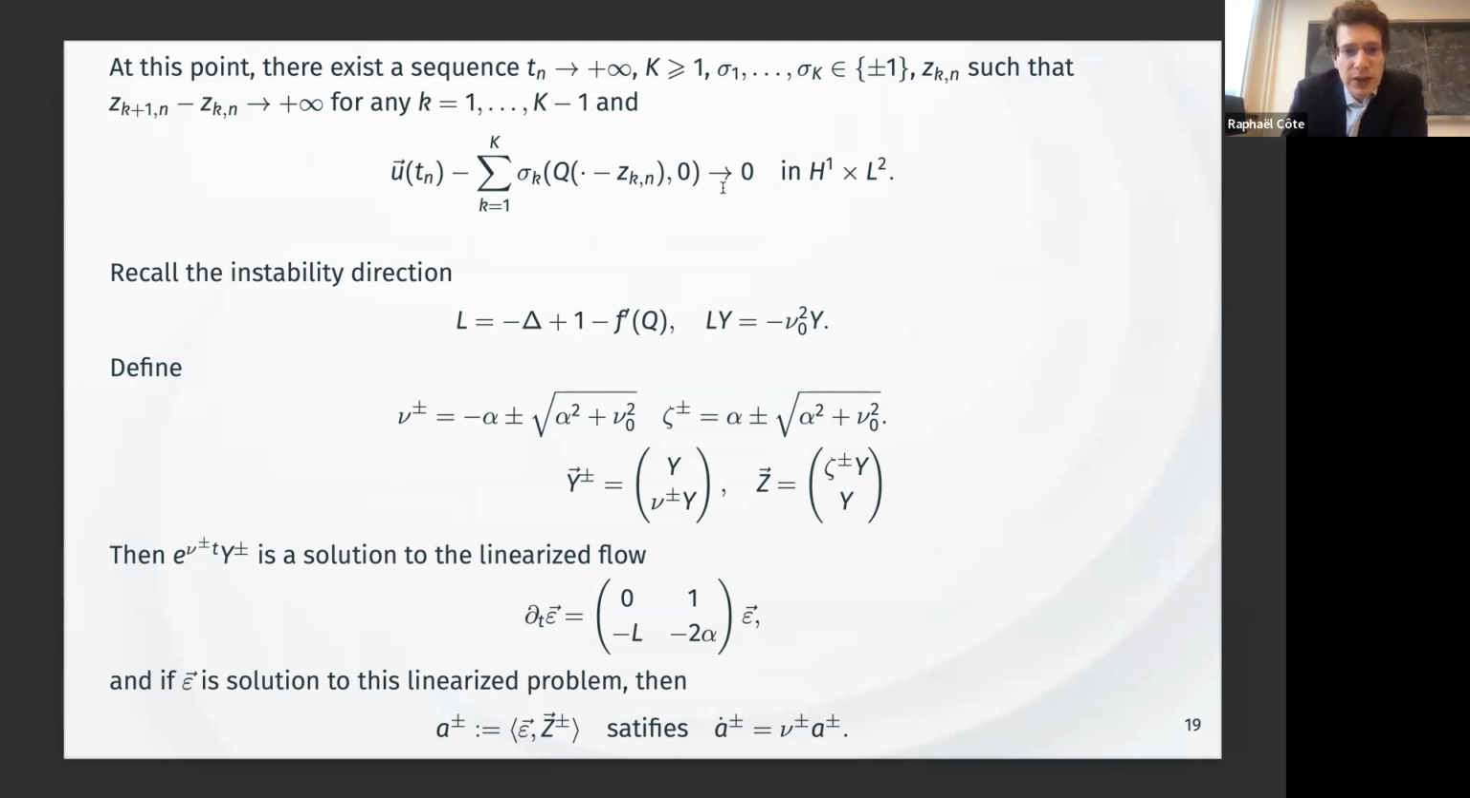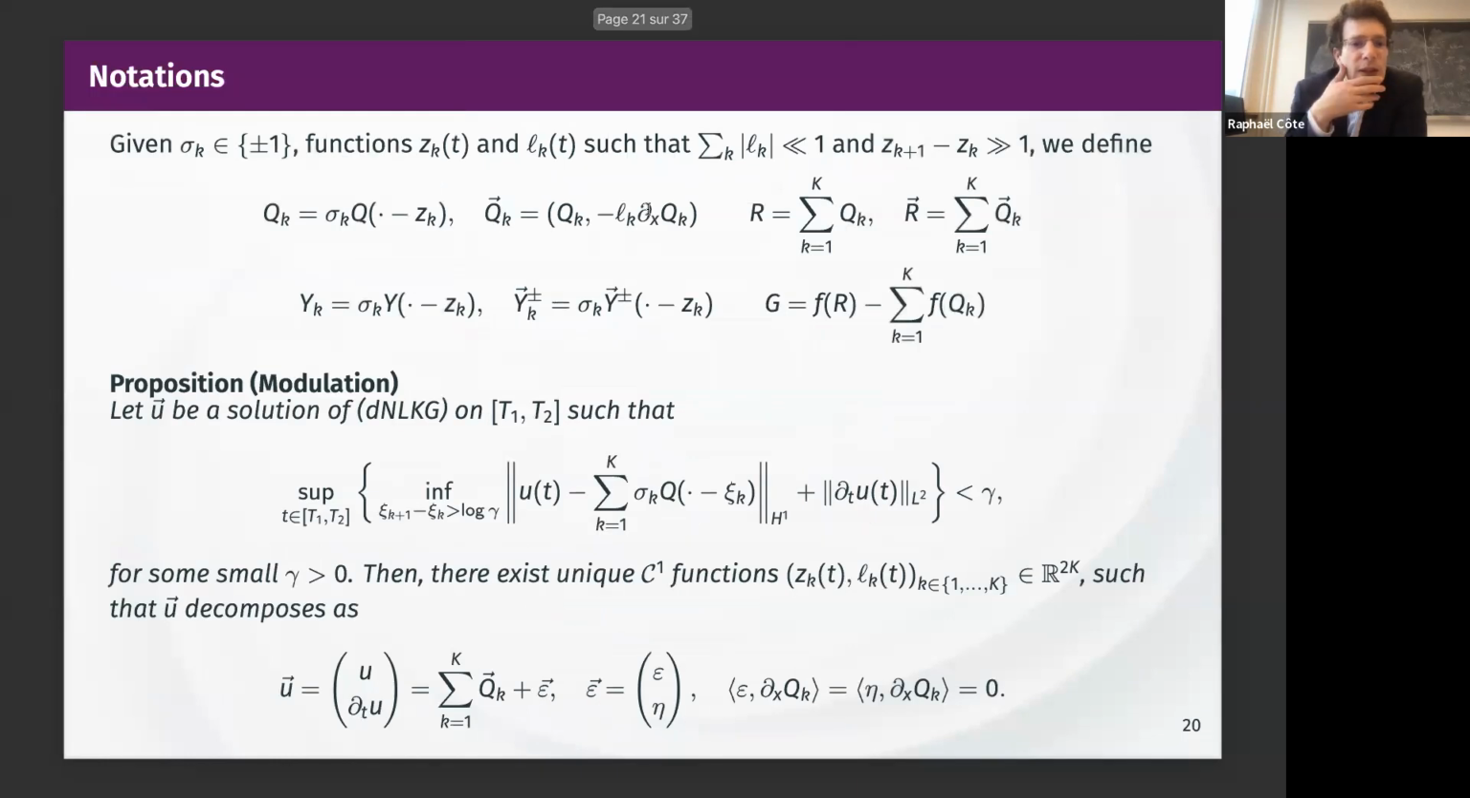Okay, so where we stand is we have this decomposition for a sequence of times, and we have to prove that the solitons are alternating. The major work is to prove that this decomposition occurs not only for a sequence of times, but continuously in time.